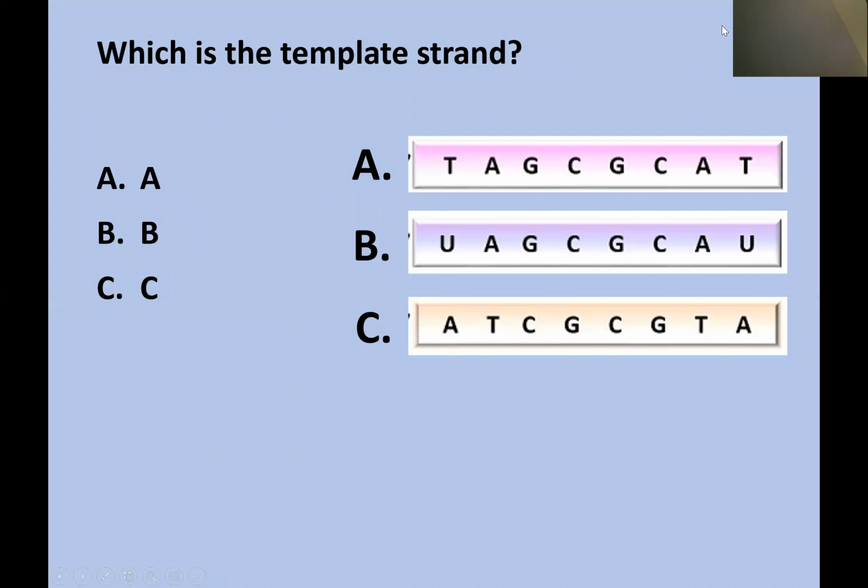All right, so for transcription, one of the things you might be asked is to figure out which is the template strand. So again, we've got 3 clickers that you should try. The template strand, the first thing you look for is the RNA strand because it has U's. And then the template strand is going to be complementary. So A and T base pair, U and A, G and C. So the template strand here is C. This would be called the coding strand.